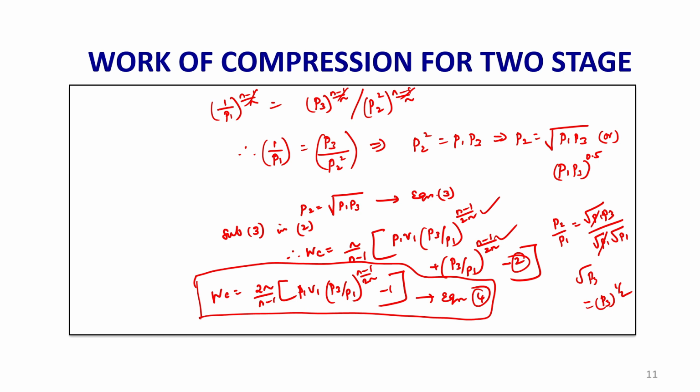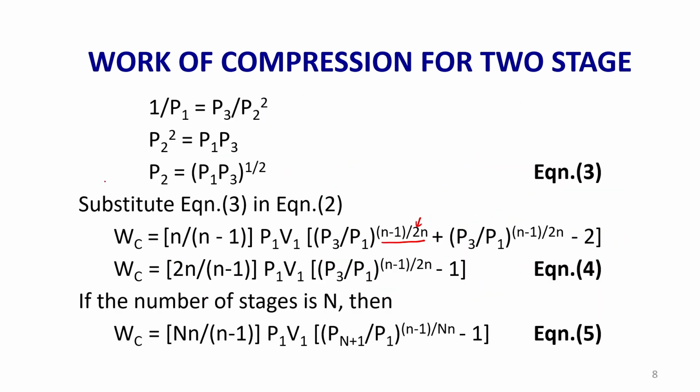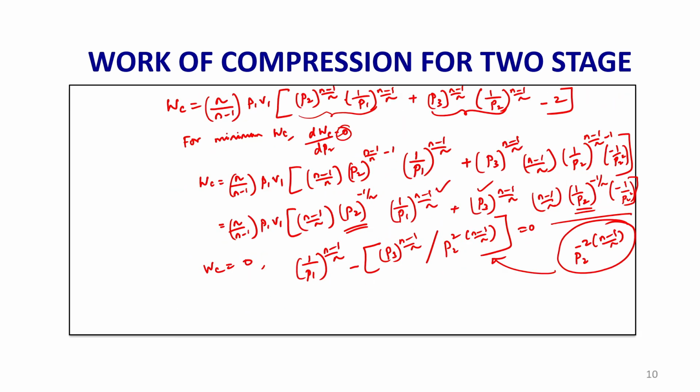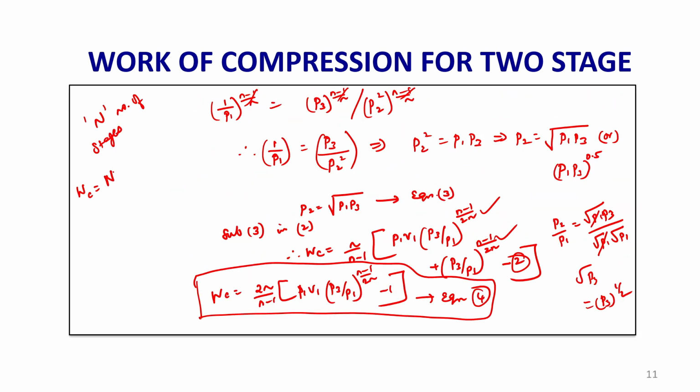If there are capital N number of stages, according to the number of stages, you can substitute n equal to 2 or n equal to 3 or n equal to 4. Then the general equation for the work of compression becomes, instead of 2 for a 2 stage, for N stages we will have N times n by n minus 1. Let me write this: capital N is the number of stages, into small n by n minus 1, into P1 V1.